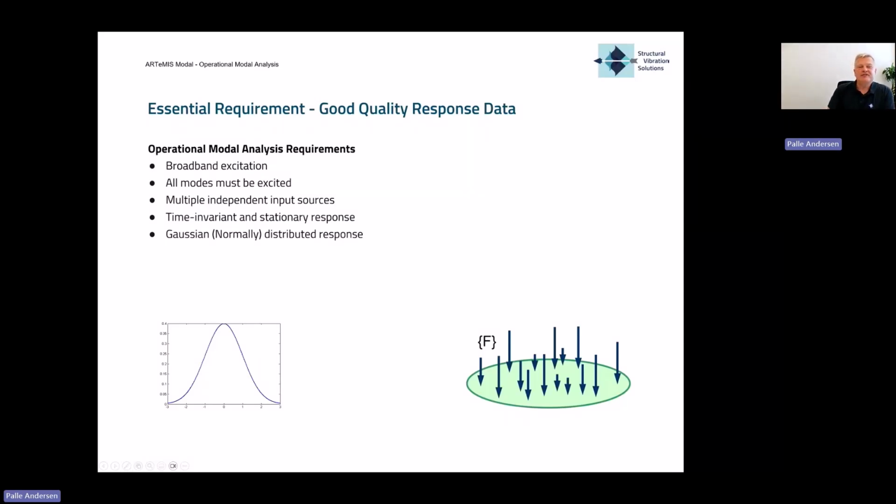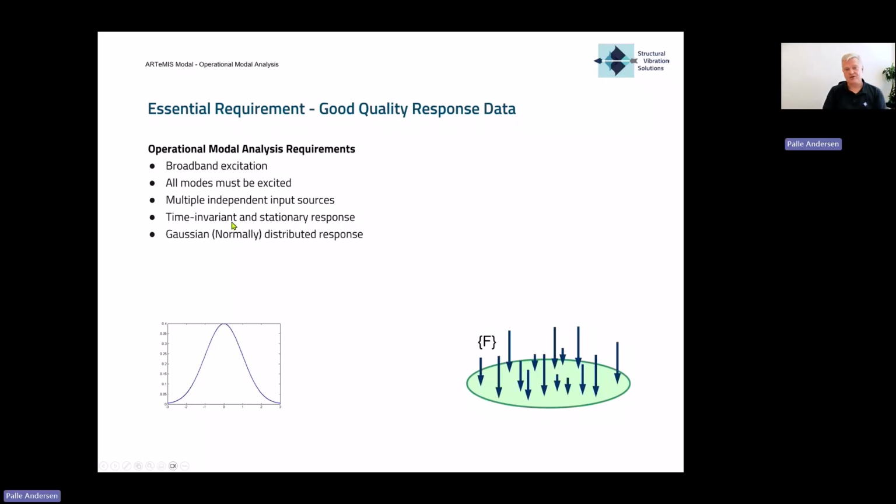Then, of course, there is also the issue about time invariancy. We have to make sure that the structure is time invariant, and we should also aim for some kind of stationary response, so we keep on having response. We can get this if the structure is persistently excited with random input, then we get this kind of stationary response. But this is another thing that we need to be careful about and check up on.